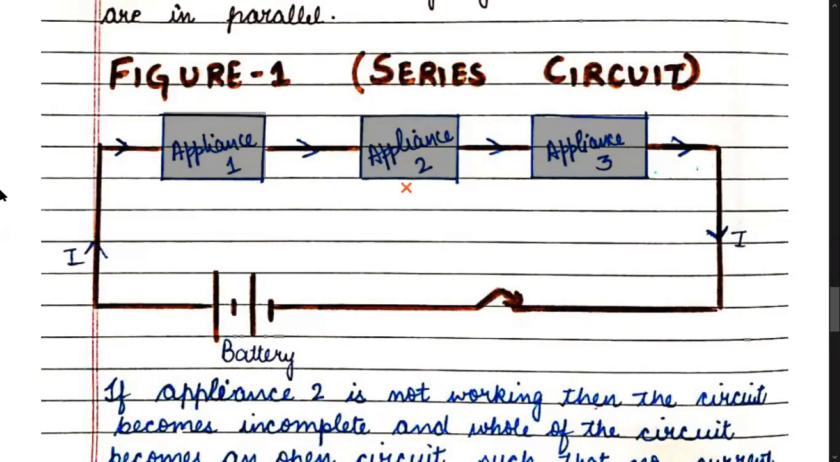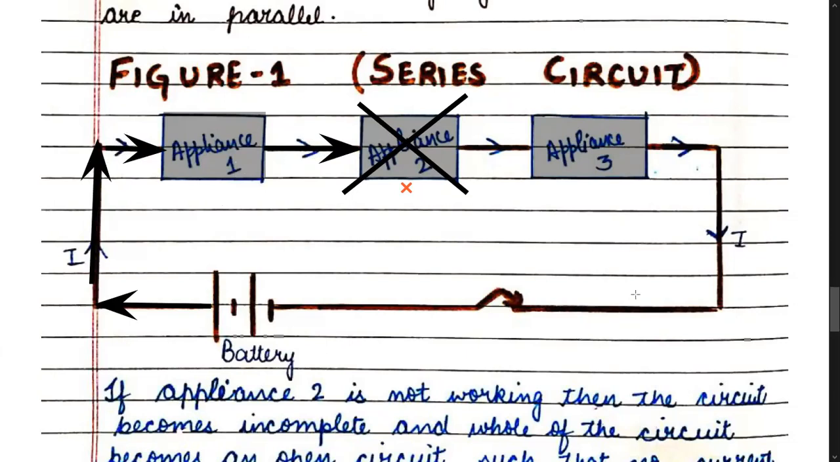Now suppose your appliance 2 is not working properly. So what will happen? If this is not working, that means it will not allow the electric current to flow further. Now students see, current starts from battery, it goes to the appliance number 1 and then it reaches appliance 2, but from appliance 2, here electric current cannot flow further.